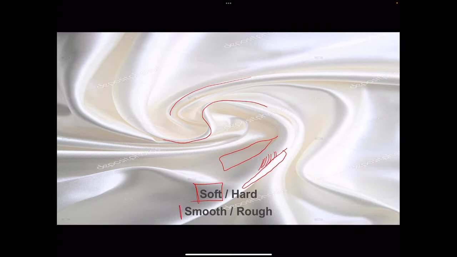I know it's smooth, okay? It's not rough. It's smooth because sometimes soft is related to smooth, and I know this fabric is smooth because I touched it before, okay? And you may have also touched it before, and you know for a fact it's smooth.